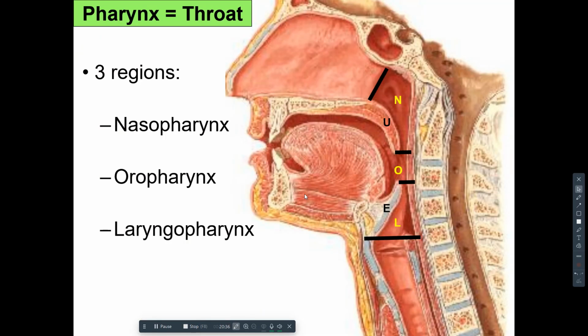Okay, fantastic. Let's jump out of the nose and the nasal cavity and enter the throat, better known as the pharynx. There are 3 regions to the pharynx: naso, oro, and laryngo. Look at the uvula here. If you're basically next to the uvula, you're in the nasopharynx. Check out the epiglottis here. If you're next to the epiglottis, you're in the laryngopharynx. Then if you're in between the uvula and the epiglottis, you're in the oropharynx. So that's how we know where we are.